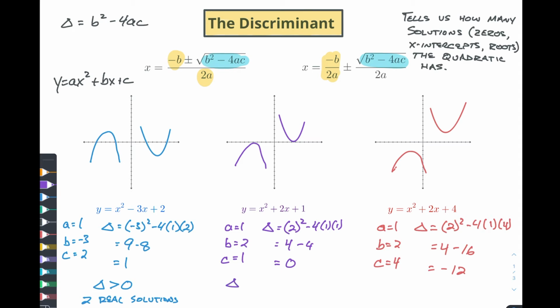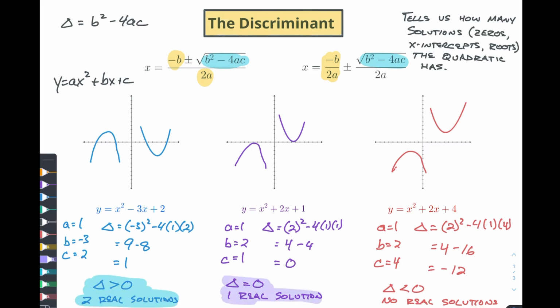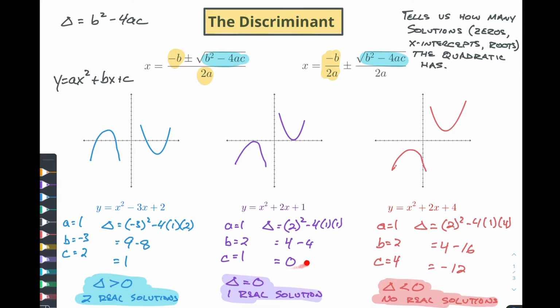If your discriminant is equal to 0, then you're going to have one real solution. And if your discriminant is less than 0, you're going to have no real solutions. These are the things that you need to remember: that this thing is greater than 0, whether it's equal to 0, or whether it is less than 0. Let's take this a step further and see why these values mean these things.